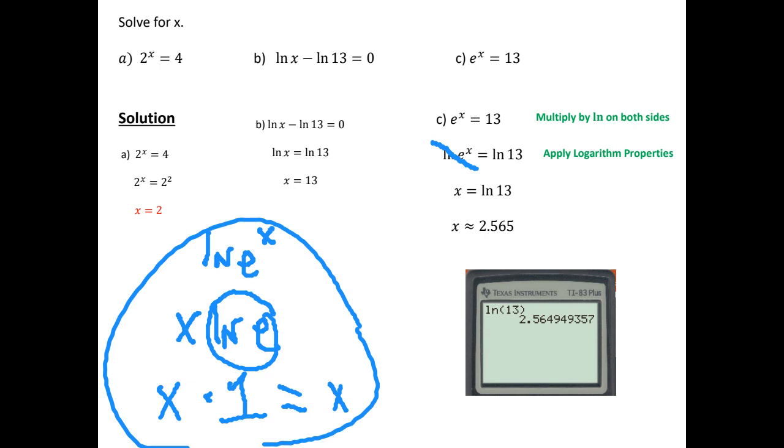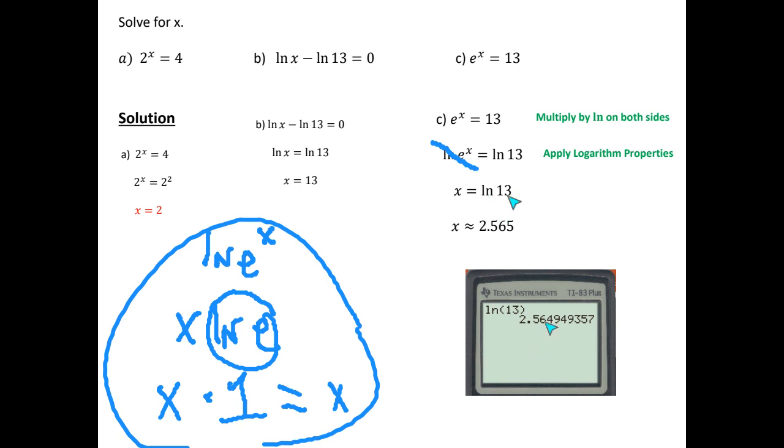If the question is asking to write an exact form, an exact answer, then this would be your answer here, natural log of 13. But if it asks you to round, then you can use your calculator. Remember, the natural log key is in your calculator, so you would enter natural log of 13.